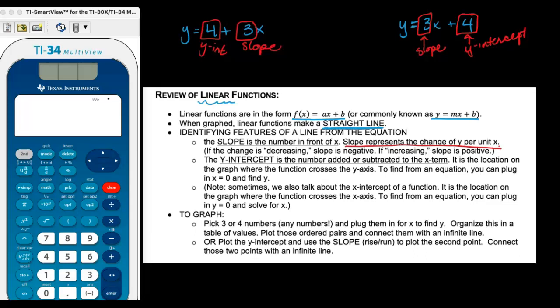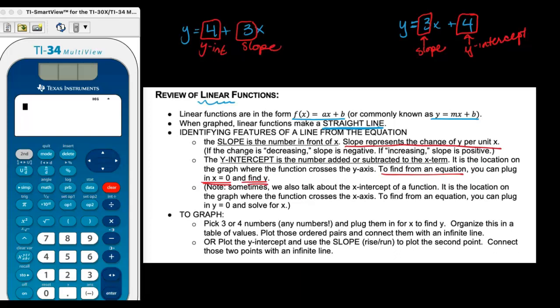There is a note here on how to find the y-intercept in case it's not obvious in the equation. Sometimes equations are not solved for y and not in this form. So if you want to find it from an equation, you can always plug in 0 for x and find y to get the y-intercept. That's a helpful hint.